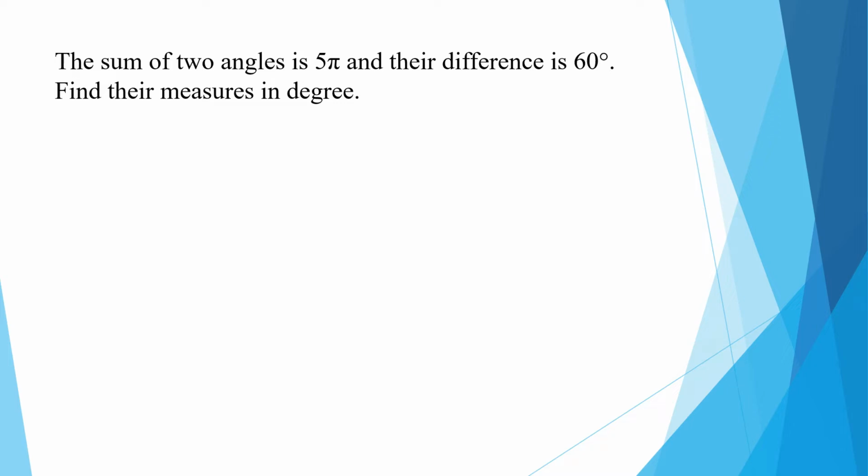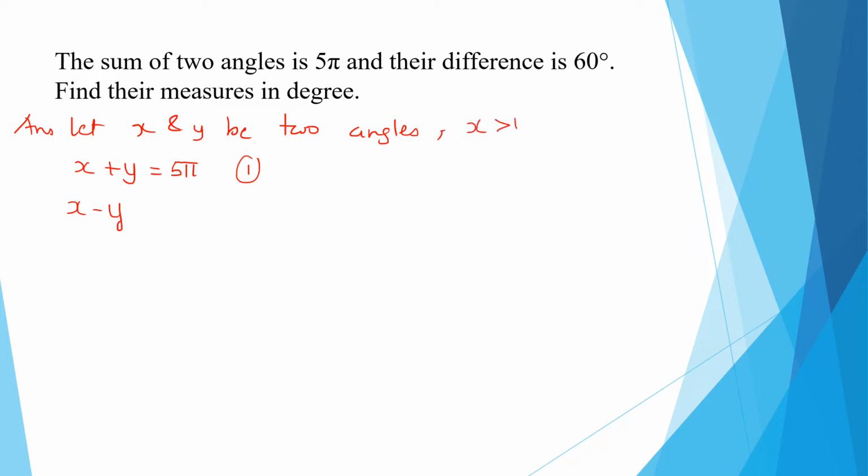The sum of two angles is 5 pi and the difference is 60 degree. So then I'll say that let x and y be two angles. What is given? Sum of two angles is 5 pi, first equation, and difference of two angles, actually should have mod. So I'm assuming that x is greater than y. So x minus y is 60 degree. Now 60 degree if you convert in radian, you will get pi by 3. How much will you get? Pi by 3. Now I need to solve these two equations. That is x plus y equal to 5 pi, x minus y equal to pi by 3.